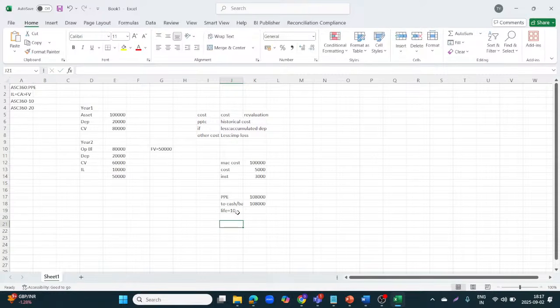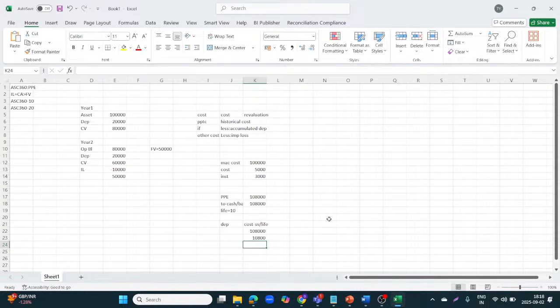So how will you calculate the depreciation? Depreciation will be the cost of the asset minus salvage value, divided by the life of the asset. In that case, your cost of the asset is 108,000. There is no salvage value, so it will be this divided by 10, which is your life of the asset. So 108,000 divided by 10 will be the depreciation that needs to be charged every year.